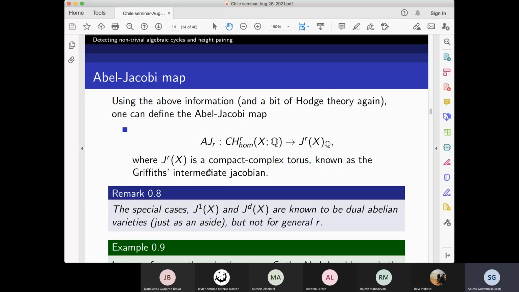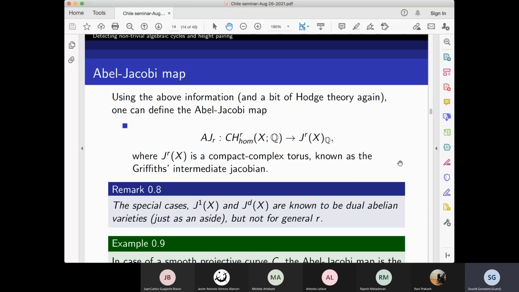Griffiths was the guy who came up with this definition. To me, Griffiths is one of the most important complex geometers who developed this theory a lot. If you are interested in complex algebraic geometry, or algebraic geometry as a whole, you should study the book by Griffiths and Harris, Principles of Algebraic Geometry. It's like a dictionary for all these things.